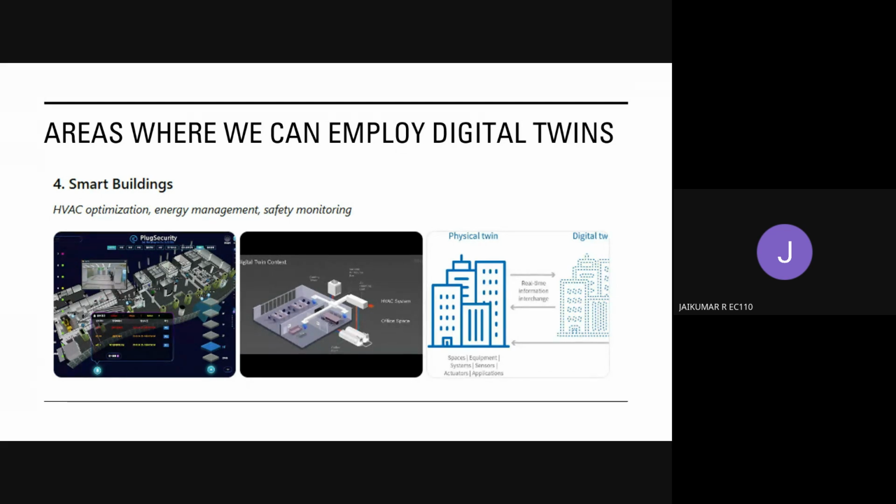And the next one is smart building. You can have a complete digital twin of the entire building. After having a digital copy of the entire building, you can optimize the high voltage AC appliances and have better energy management, or you can have good safety for your entire building.